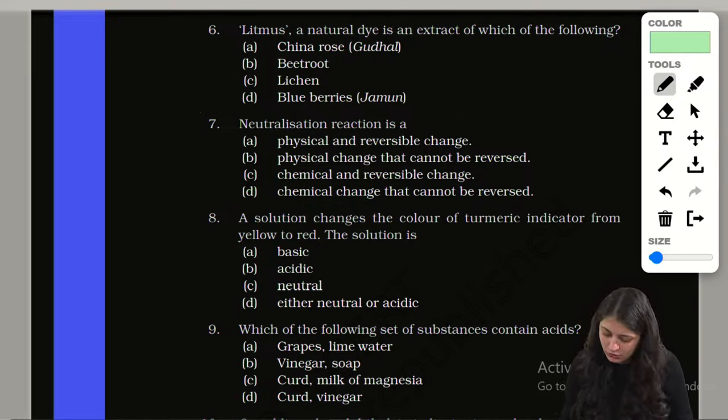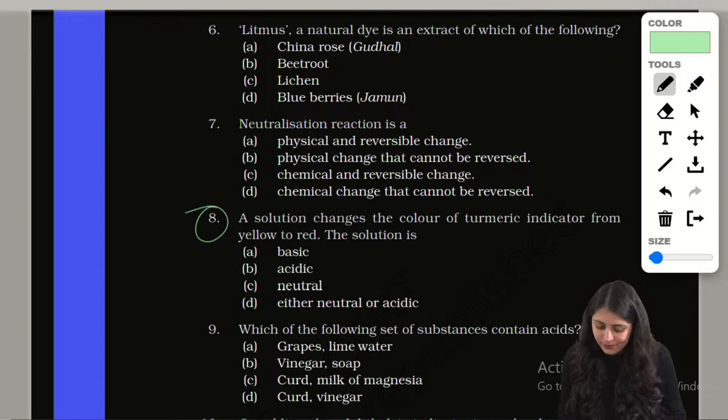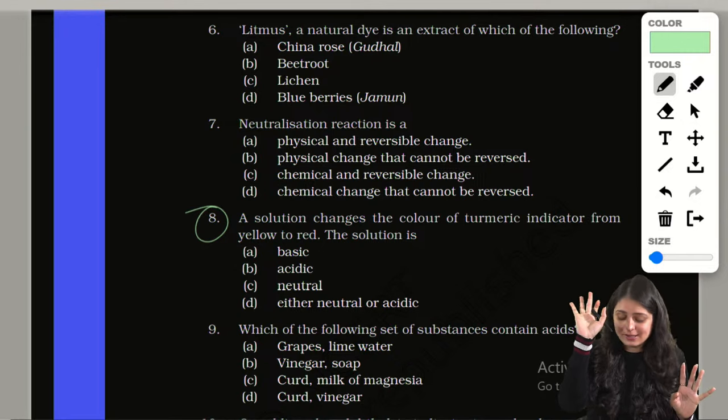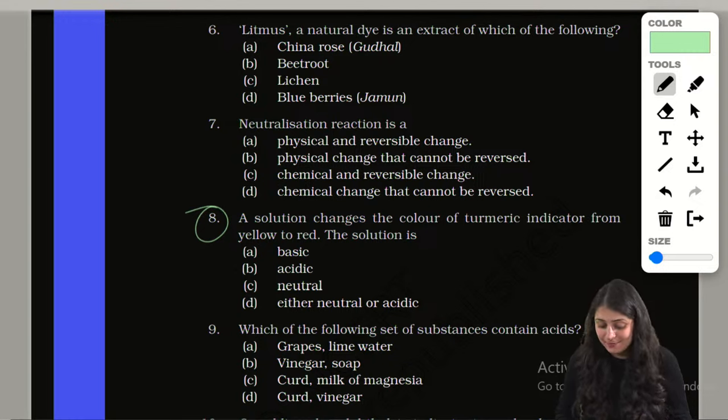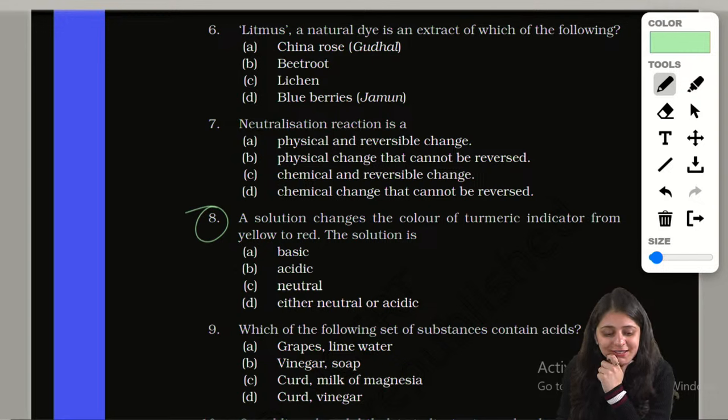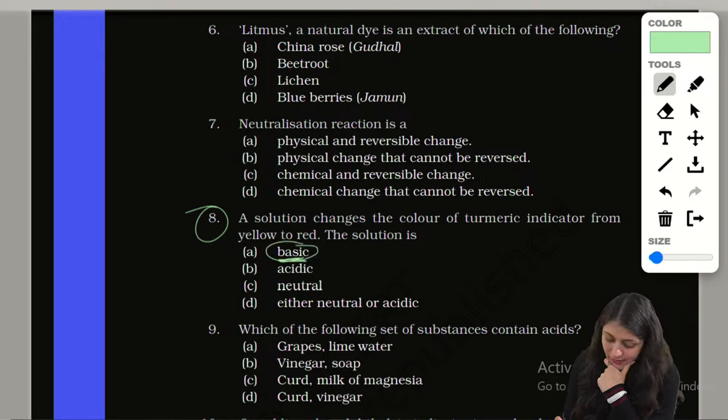Chaliye, moving on to question number 8 now. A solution changes the color of turmeric indicator from yellow to red. I mean, if you know the colors, you can manage all the questions. A solution changes the color of turmeric indicator from yellow to red. The solution is what? Acidic, basic, neutral, neutral or acidic. Kya hoga? Red ho raha hai color change. Chaliye. Very good. It's going to be basic.